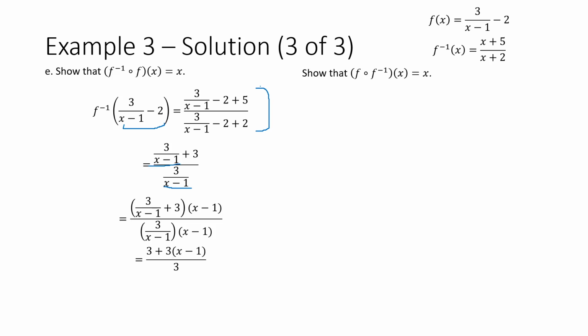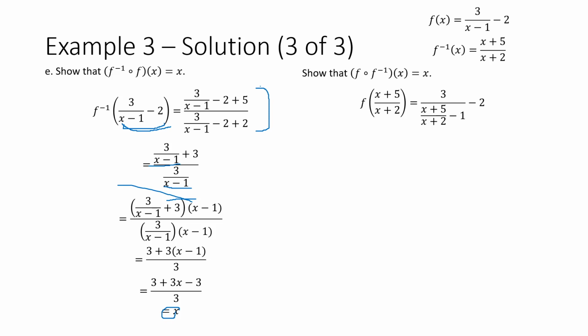That's going to simplify really nicely when we distribute into 3 plus 3 times x minus 1 divided by 3, which we can actually simplify even further. If we distribute out that 3, combine our like terms, divide by 3, we get just x. So we're good. It looks like we have a function that when we plug the function into its inverse, we get x back. But technically, you'd have to test it both ways, right? So we could try it the other way too.